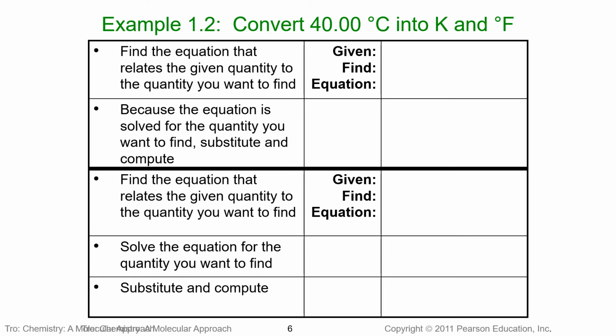So the book lays out ways to solve problems, and the first thing that it asks you to do is to figure out what you're given in the problem. So in this case, we're going to start by taking 40 degrees Celsius and converting it to Kelvin. So we are given 40 degrees Celsius.